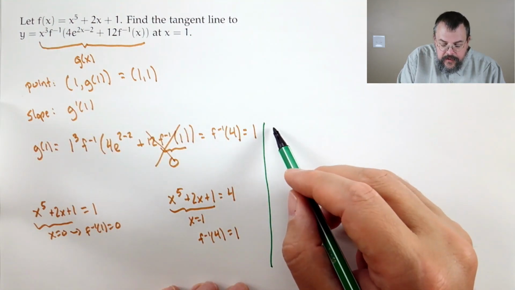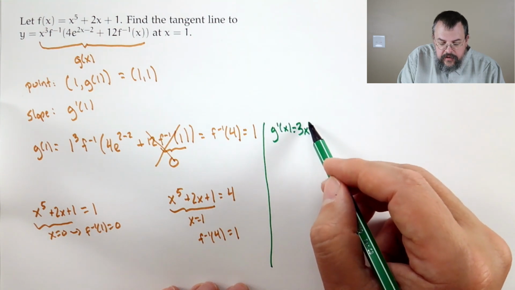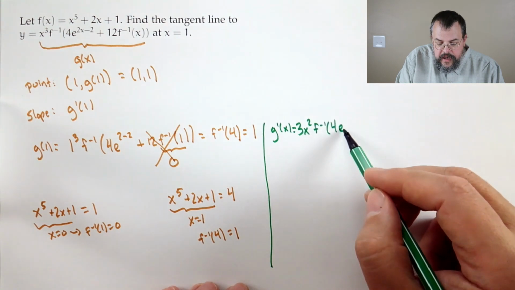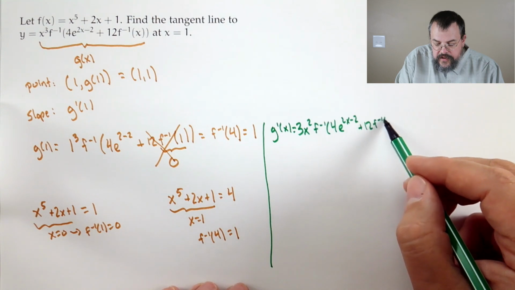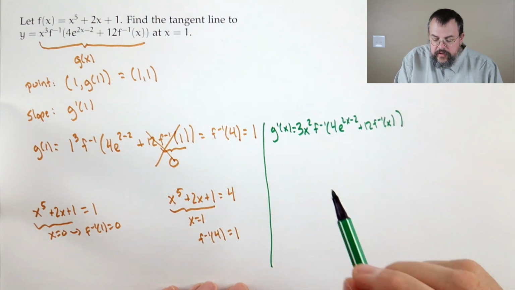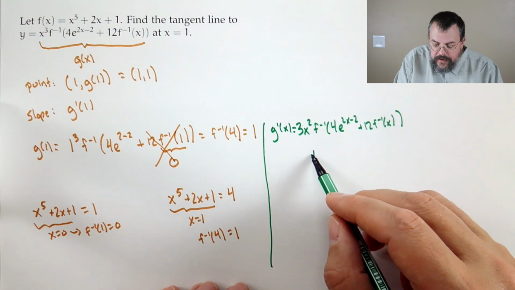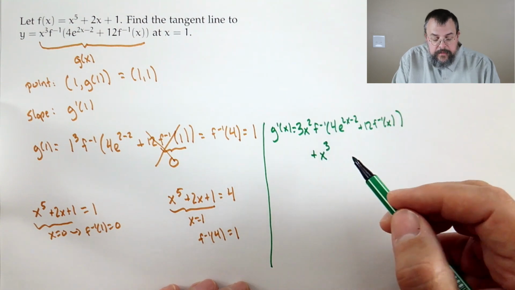So we're going to take the derivative of the first, which is 3x squared, times the second, f inverse of 4e to the 2x minus 2 plus 12 f inverse of x. Okay, so derivative of the first times the second, plus, I'm going to run out of space, so I'm just going to go to the next line. The first, which is x cubed, times the derivative of the second.